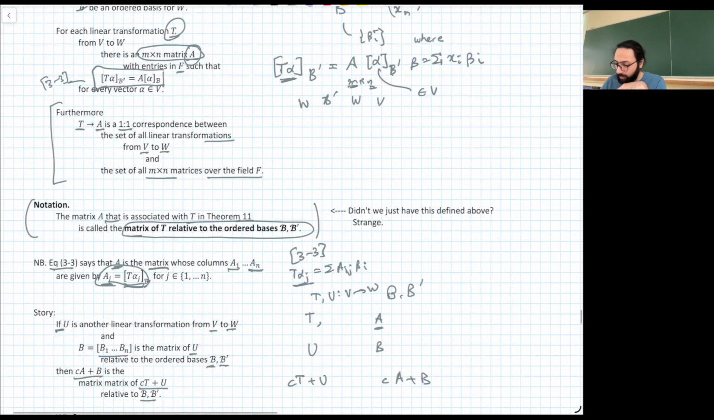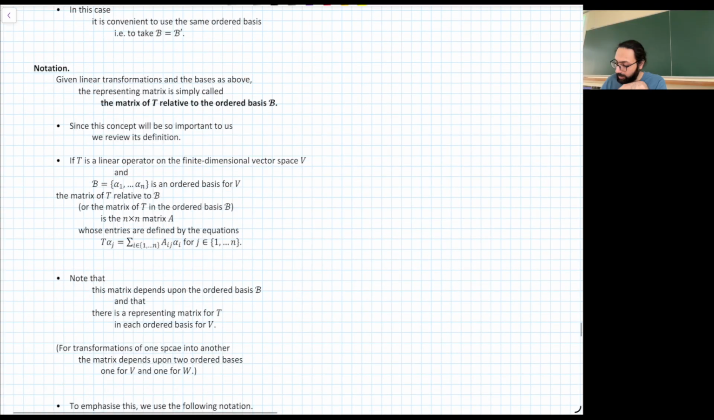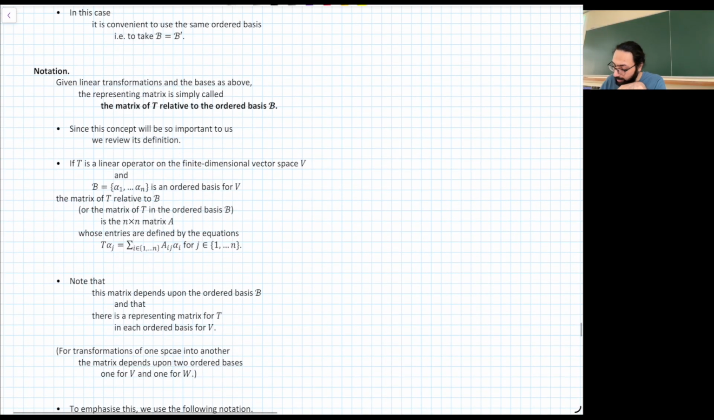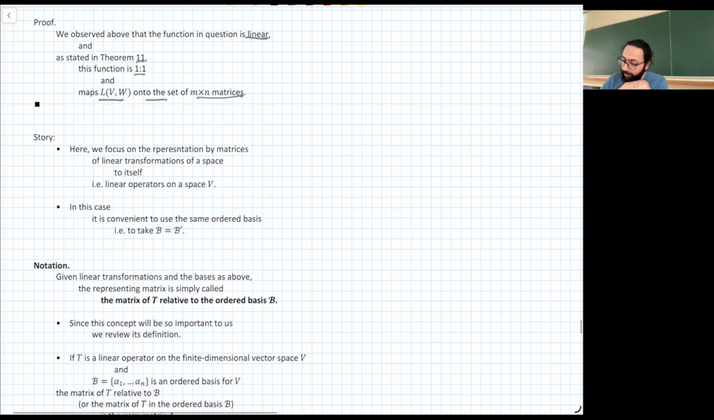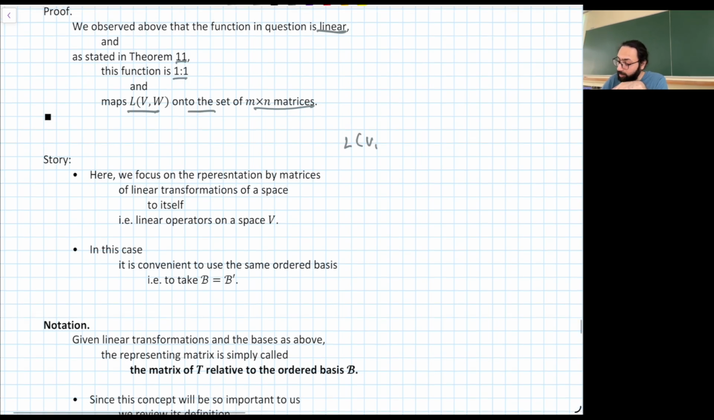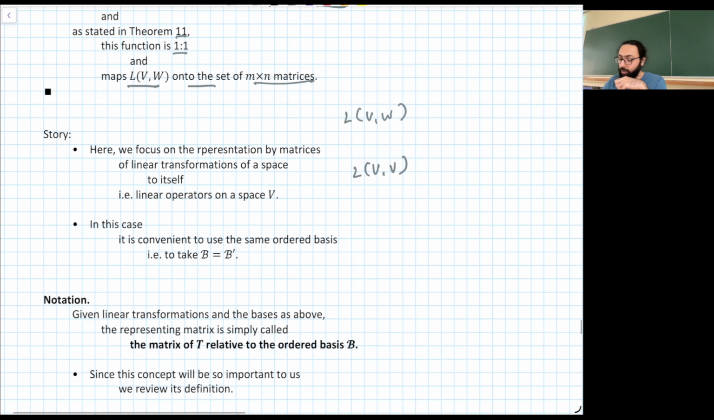Okay. So far so good. It makes sense. Okay, we have about 5 minutes, so let's see how far we can make it. Now we focus on the representation by matrices of linear transformations of a space to itself. So we've been looking at L(V, W). Now we're going to look at L(V, V). We're going to focus on this part because it tends to be quite useful.